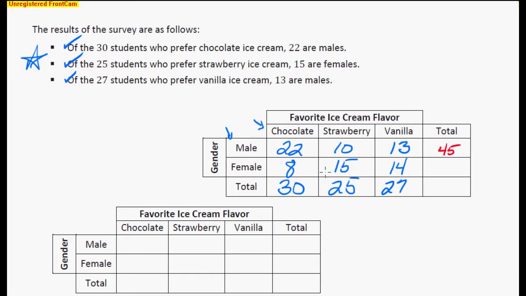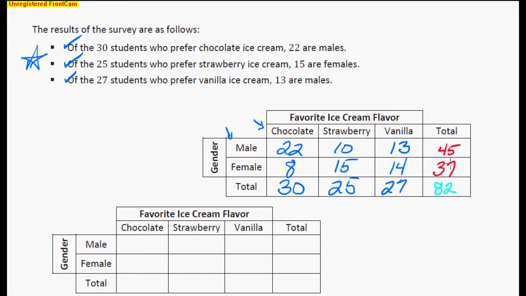Females, again, if I add up these three numbers, this is 37, 8, 15, and 14. So I asked 37 females total. All right, and I can either add this way up and down, or I can add across the totals, and I get another number. If I add those, I get 82.